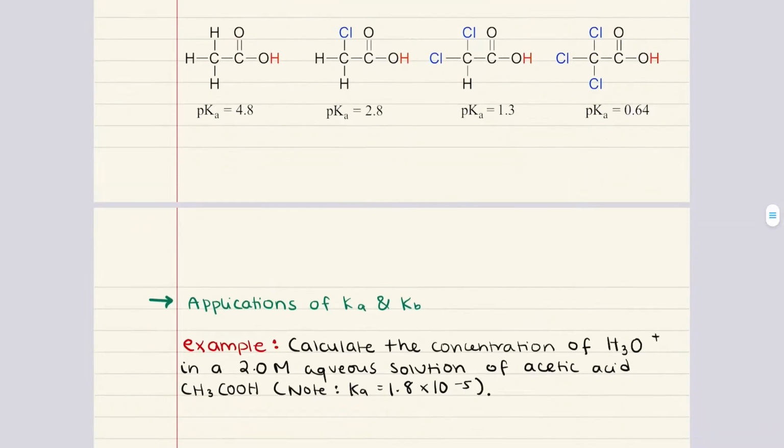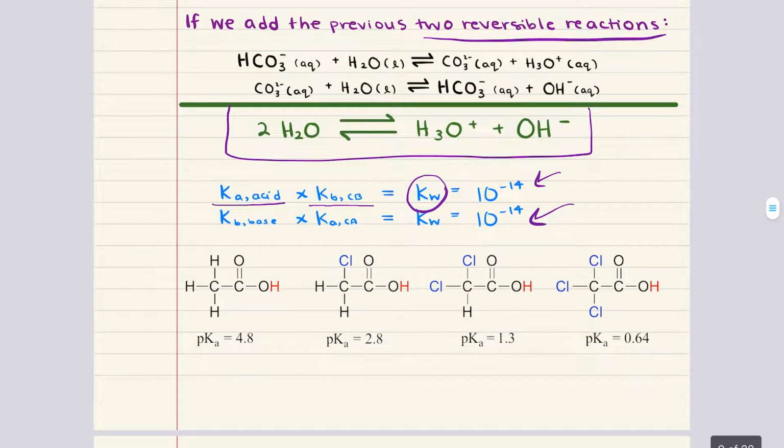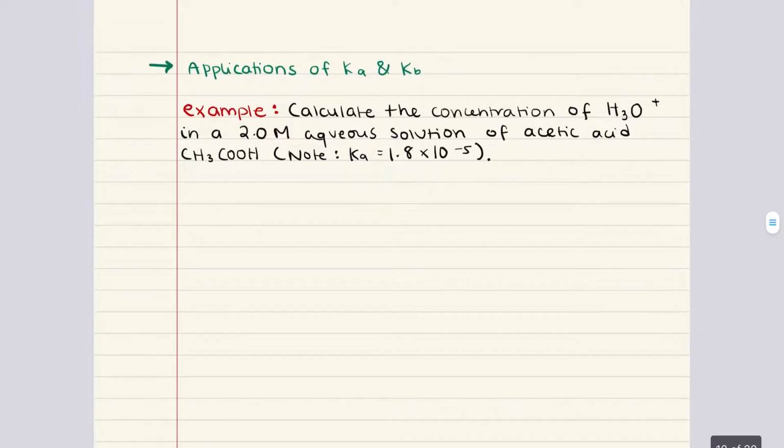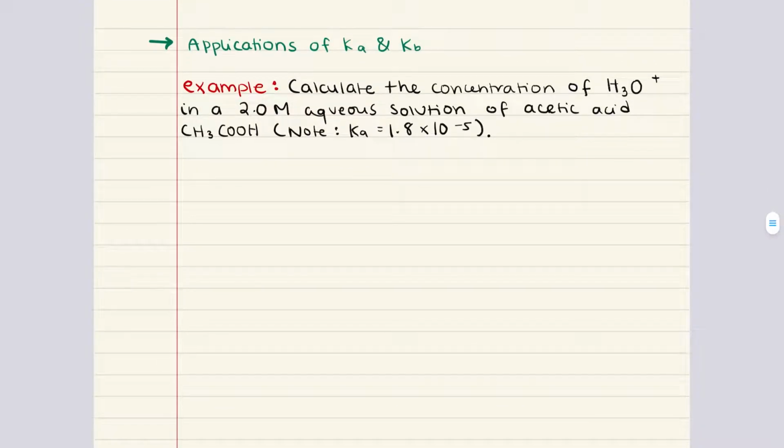Finally, the most common use of acid and base dissociation constants is to determine the concentration of one of the species in solution at equilibrium. This is very similar to what we have done with the equilibrium constants in previous chapters. So let me demonstrate this to you with an example problem. This problem says calculate the concentration of hydronium ions in a 2 molar aqueous solution of acetic acid, and the Ka value is going to be equal to 1.8 times 10 to the minus 5.